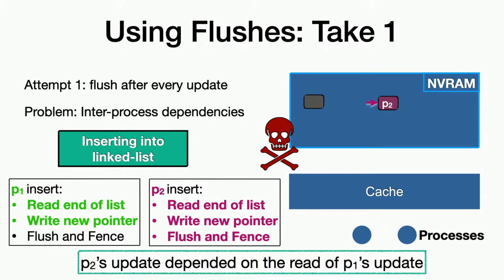Basically what happened here is that P2 had a dependency on something that hadn't been flushed. So we know that at least some of the time, to fix this, P2 would have had to flush P1's node itself. It can't depend on P1 to do it for it. So that's the situation. We don't want to flush everywhere, but we know that just flushing my updates is not going to be enough.